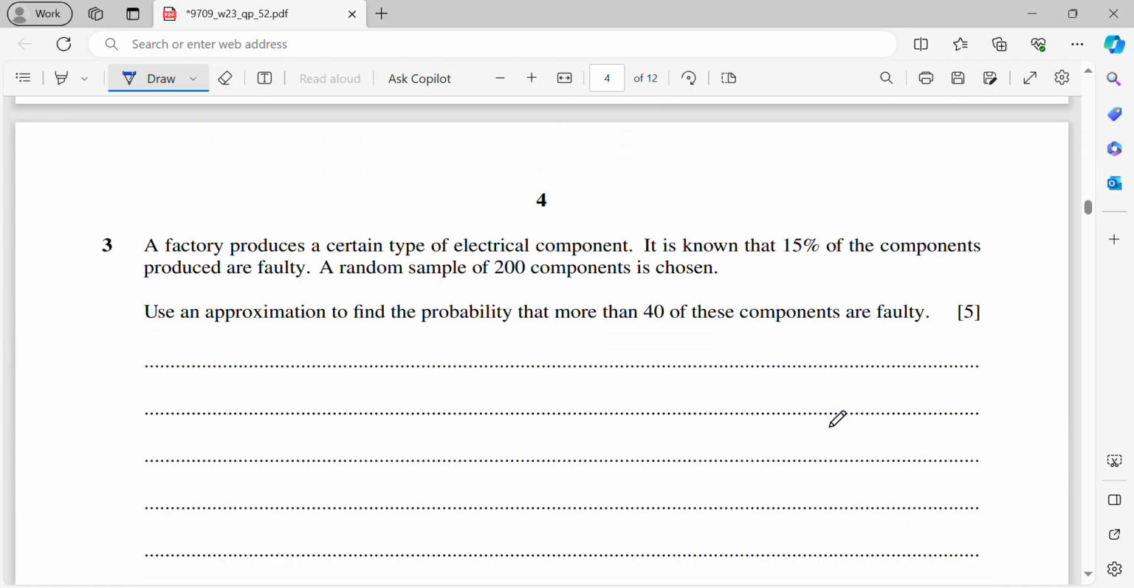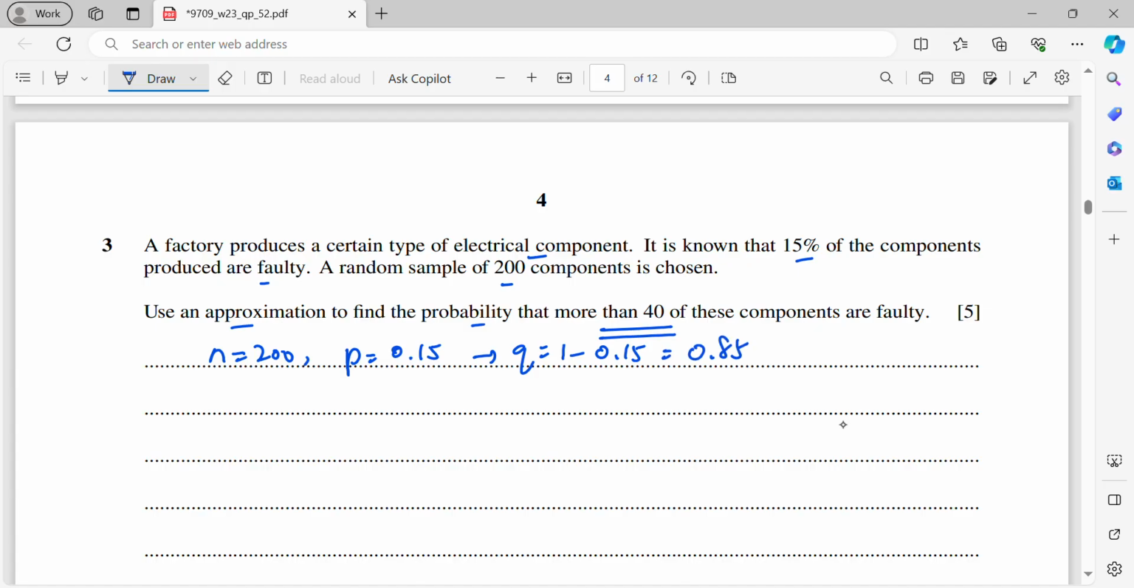Okay, now next question, number 3. A factory produces a certain type of electrical component. It is known that 15% of the components produced are faulty. A random sample of 200 components is selected. Use an approximation to find the probability that more than 40 of these components are faulty. So now your n is 200. Okay, the p is 15%, that means it's 0.15. Then from here, I know that the q is 1 minus 0.15, which is 0.85.